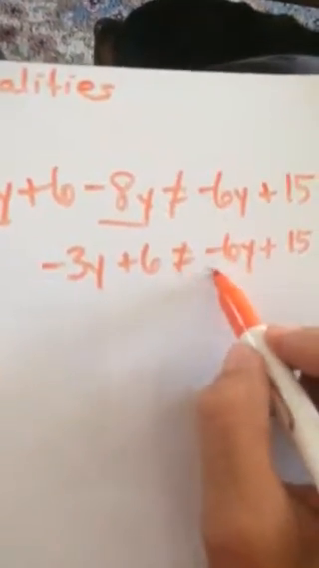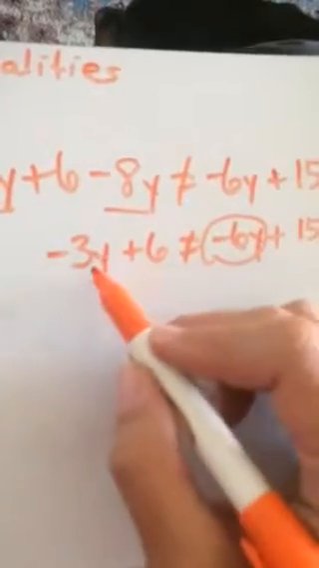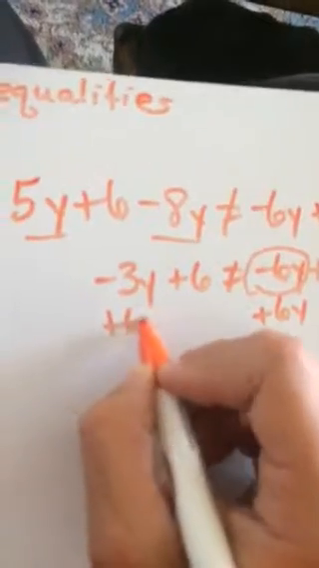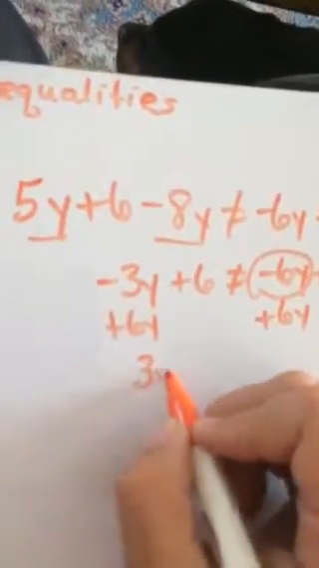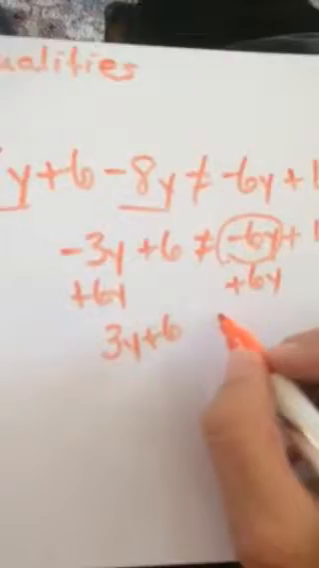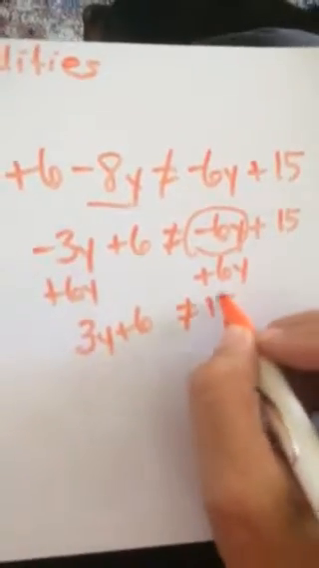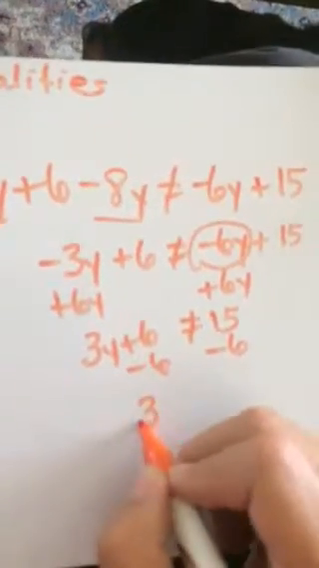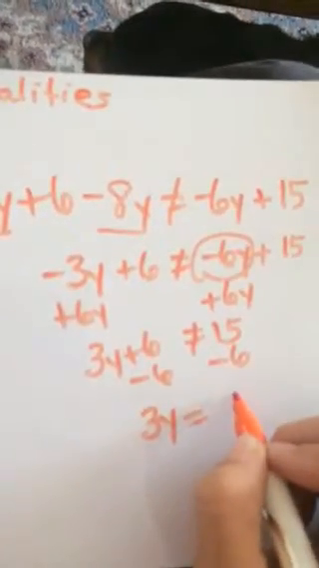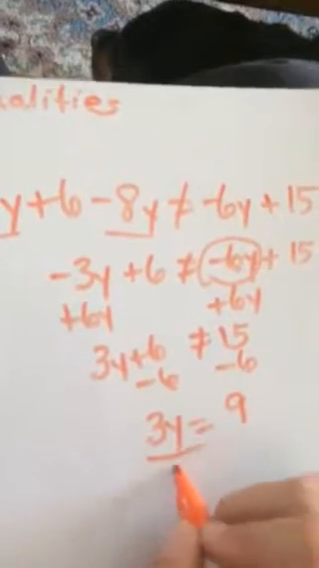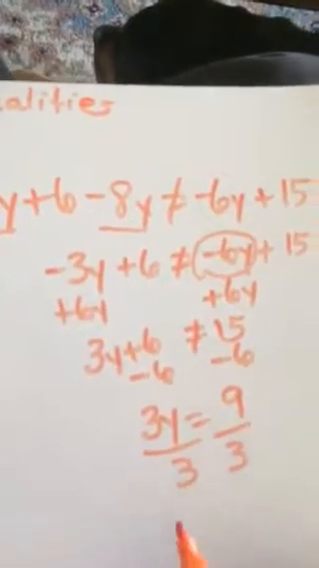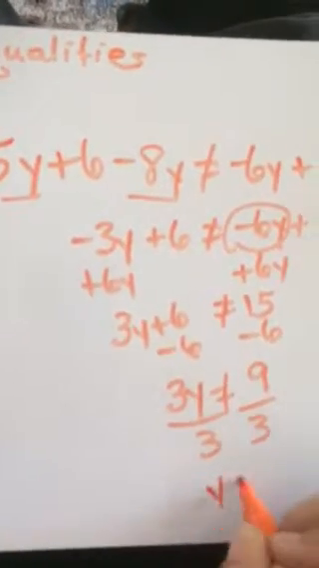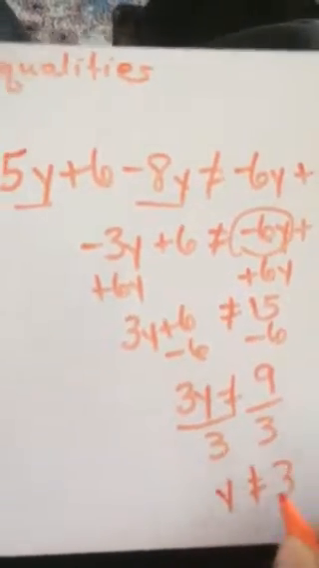So again, I like getting my y's over to this side. So I'm going to add 6y. So I have 3y plus 6 does not equal 15. Then I'll subtract 6 from both sides. And then divide by 3. Oh, that should be not equal. So y does not equal 3.